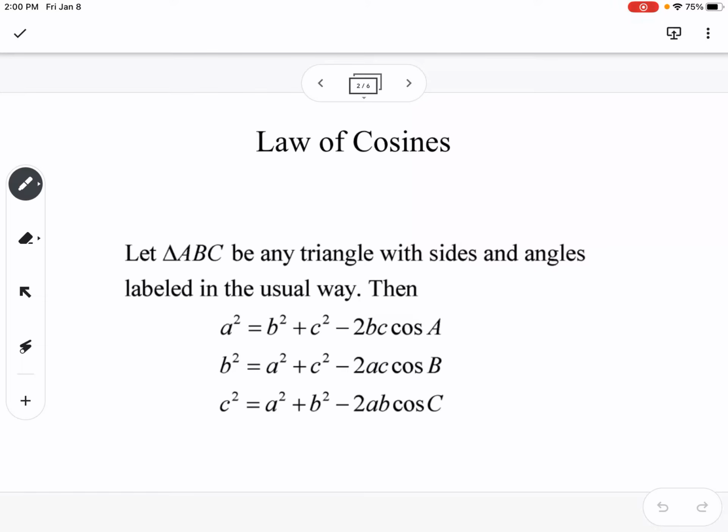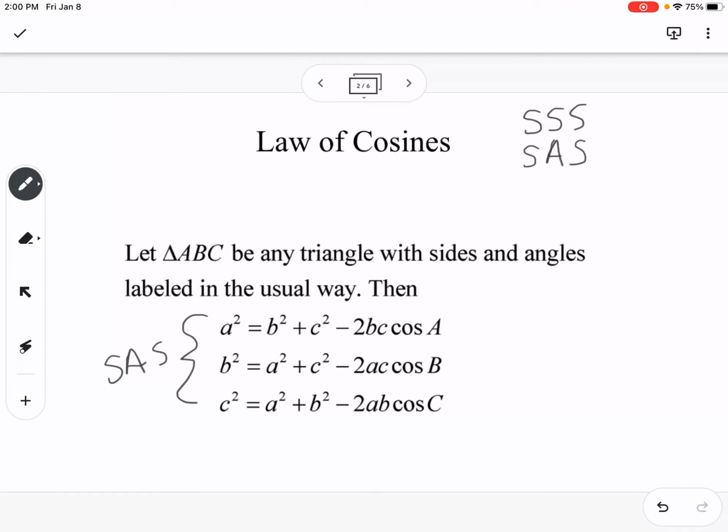Law of cosines works if we have triangles that are side, side, side, or side, angle, side. Again, the angles would be opposite your lowercase letter sides. These three formulas are for side, angle, side. You can see that they're solved for a side or a square of a side, so you'd have to take the square root when you find the final answer.